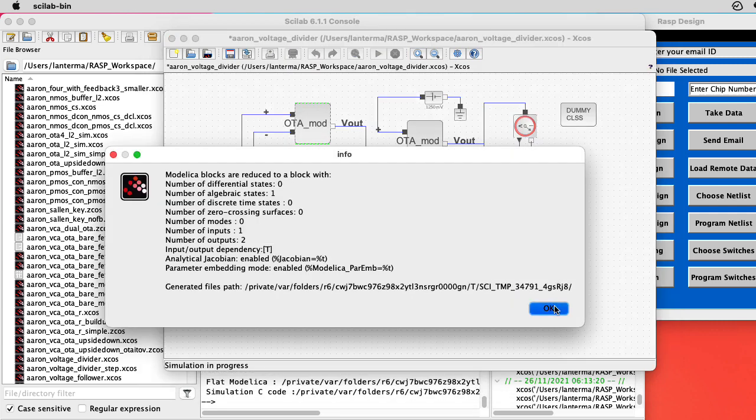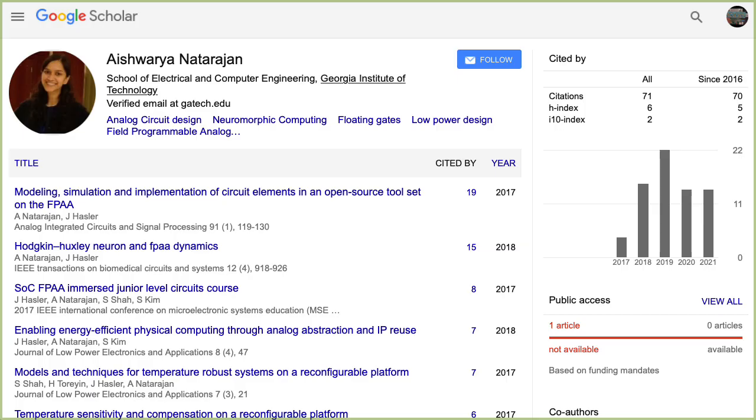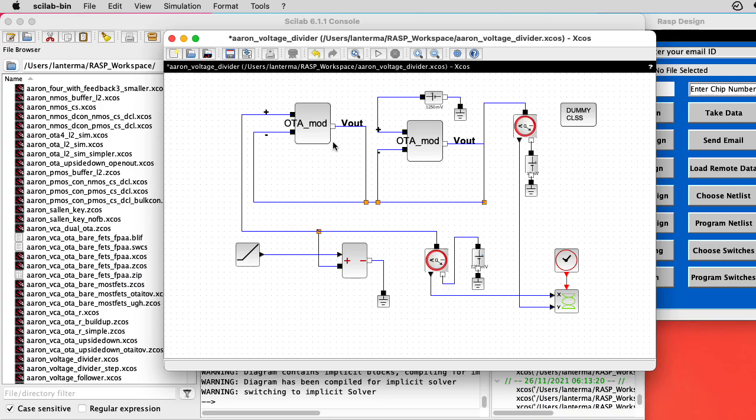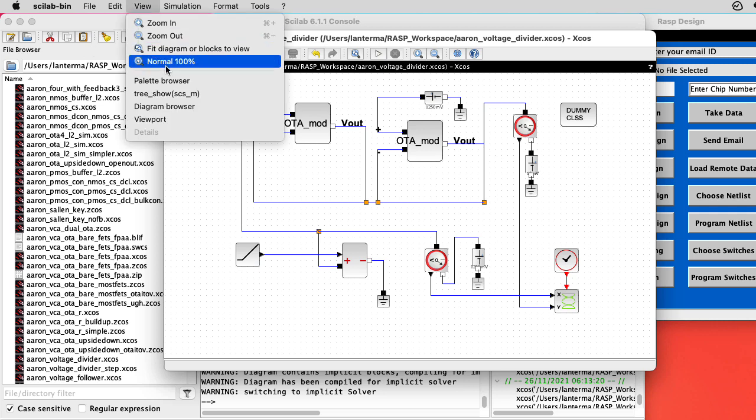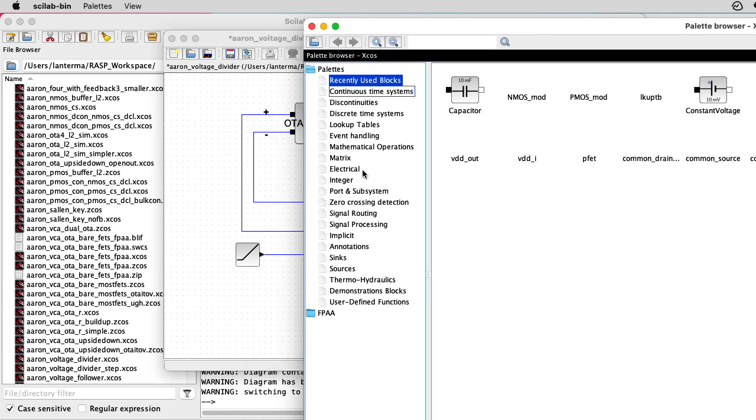Well, if I do that, then I wind up with this little flashing exclamation point here indicating that the Modelica simulator is unhappy. It turns out the solution to this, as suggested by one of Professor Jennifer Hasler's graduate students, is to add in a capacitor at the output of the OTA here. Or I should say the output of the OTAs, since the outputs are connected. So I'm going to pull up the palette browser and pull up the capacitor, which is actually built in.